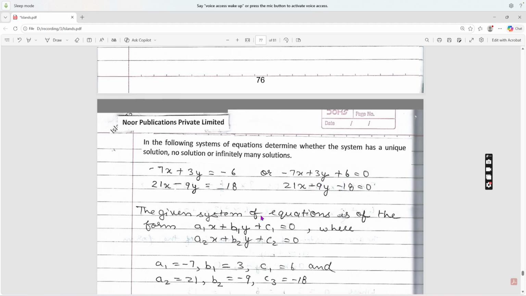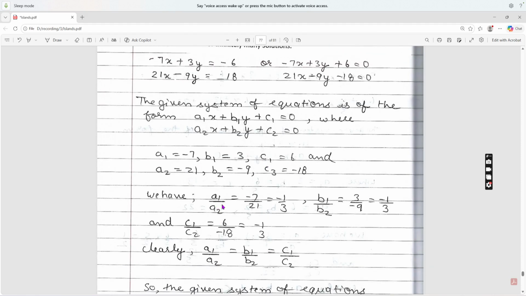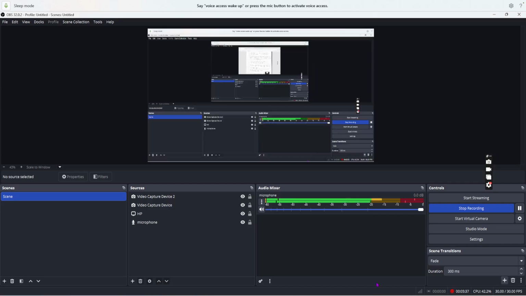Here a1 is minus 7, a2 is plus 21, b1 is 3, b2 is minus 9, c1 is 6, c2 is minus 18. So we are going to compare. a1 upon a2 is equal to minus 7 upon 21, that is minus 1 by 3. b1 upon b2 is equal to 3 upon minus 9, that is minus 1 by 3. c1 upon c2 is equal to 6 by minus 18, that is minus 1 upon 3. Clearly we can see it is minus 1 by 3, minus 1 by 3, minus 1 by 3. So a1 upon a2 is equal to b1 upon b2 is equal to c1 upon c2.